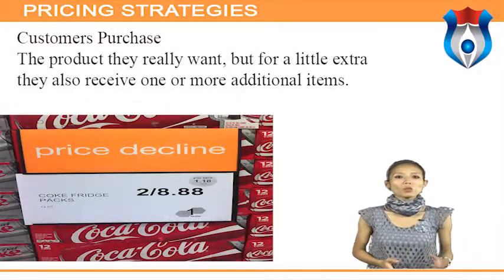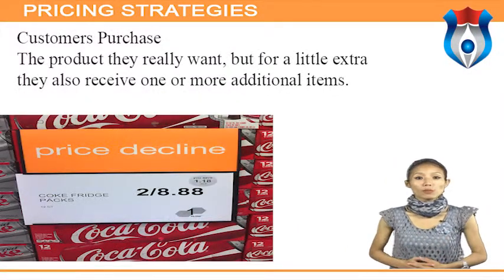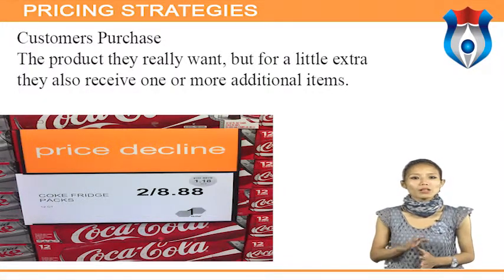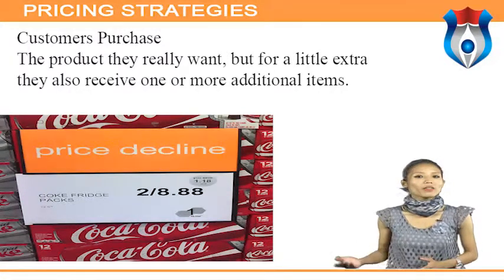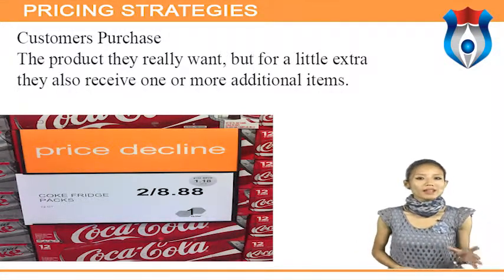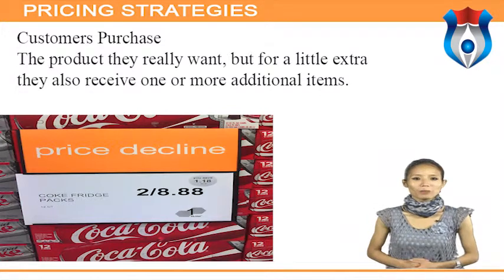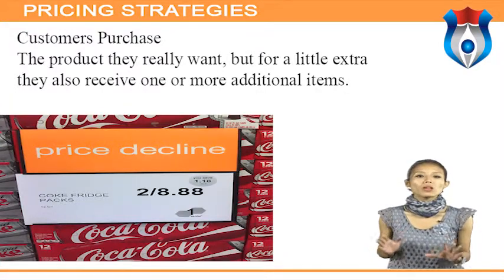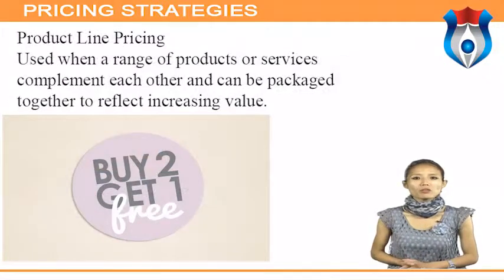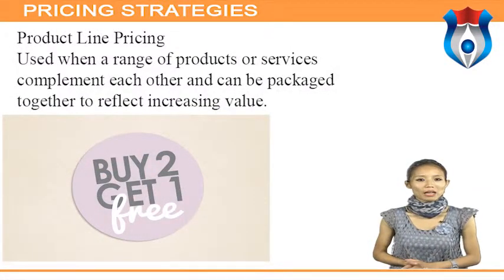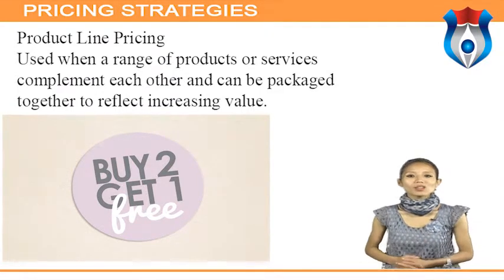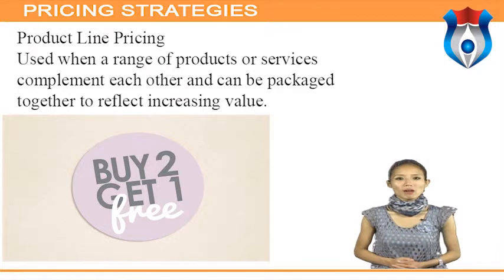The product they really want, but for a little extra, they also receive one or more additional items. The advantage of this pricing strategy is the ability to get rid of overstock items. On the other hand, customers not wanting the extra items may decide not to purchase the bundle. This strategy is similar to product line pricing, except that the items being grouped together do not need to be complementary. Used when a range of products or services complement each other and can be packaged together to reflect increasing value. This pricing strategy is similar to the multiple pricing strategies.